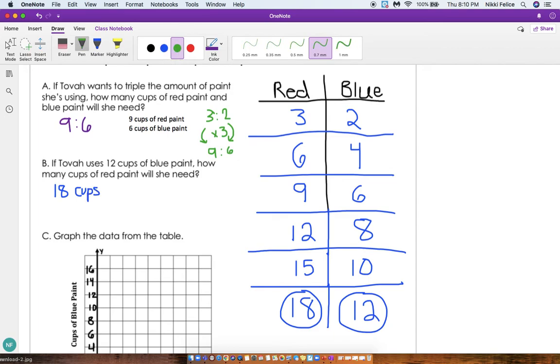But again, I could have also used a multiplicative relationship by setting up my ratio 3 to 2. And again, I always label everything red to blue. And said, okay, 12 cups of blue paint. Let's put 12 on the blue side. Now we've got to figure out what to multiply this by so that it stays equivalent. Well, from 2 to 12, we're multiplying by 6. 2 times 6 is 12, which means I also have to multiply by 6 for the red side. 3 times 6 is 18. So same answer.